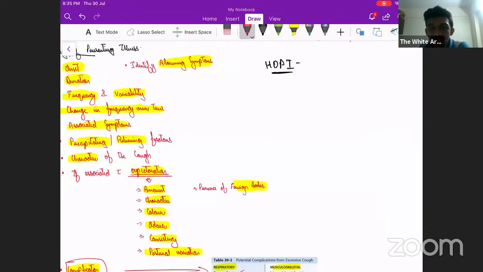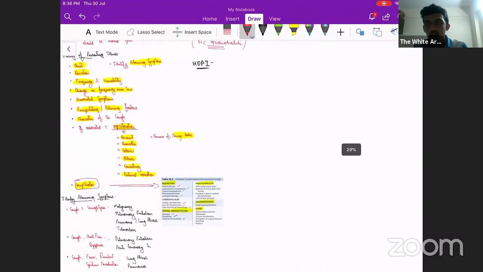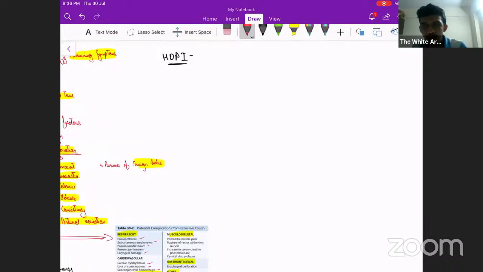Is anyone willing to volunteer? This one we discussed in detail because it requires, now you know how to ask the history and all. So let's go a bit fast. Anyone willing to volunteer, please raise your hand. This is a good case, a very interesting case, and common also, commonly missed out. So anyone willing to volunteer? None of you volunteer. Rather than me asking through the chat, if you want, it will be interesting. Anyone of you? Raise your hands.